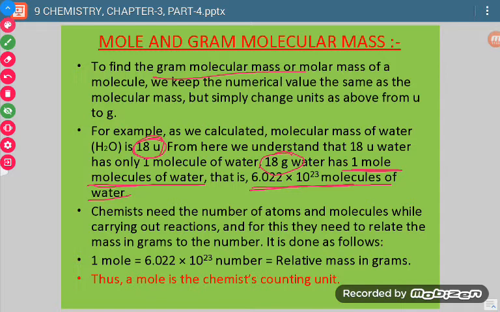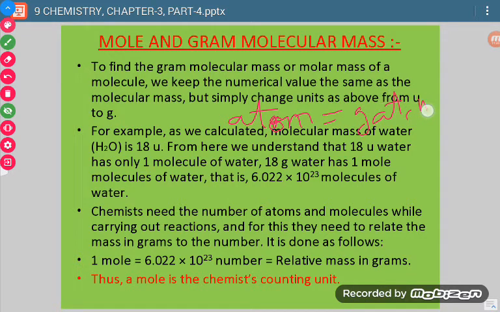Now see what you have learnt. If I have some atom and I am asked what will be the weight of 1 mole of this atom, then the weight will be equal to the gram atomic mass of the atom. And if I have a molecule, then the weight of 1 mole of the molecule will be equal to its gram molecular mass. So this is what you have learnt.